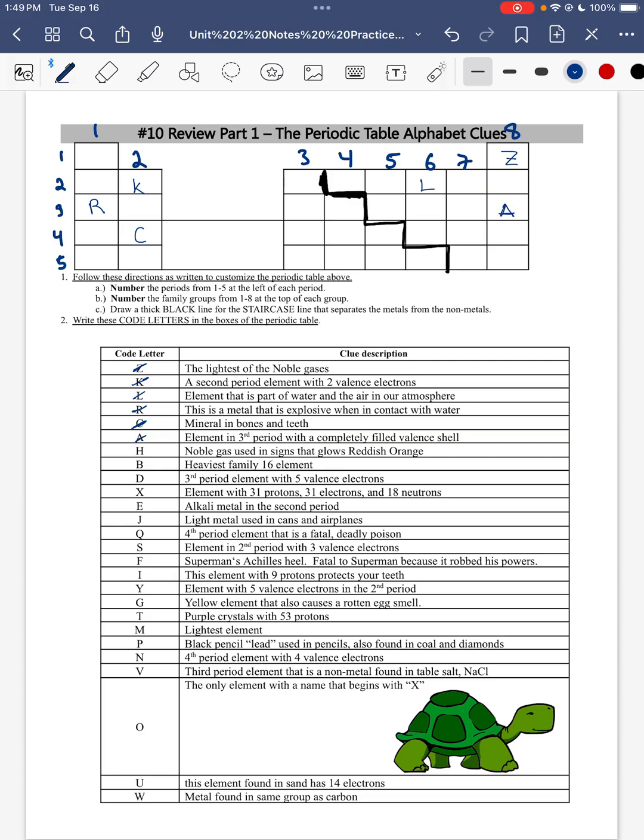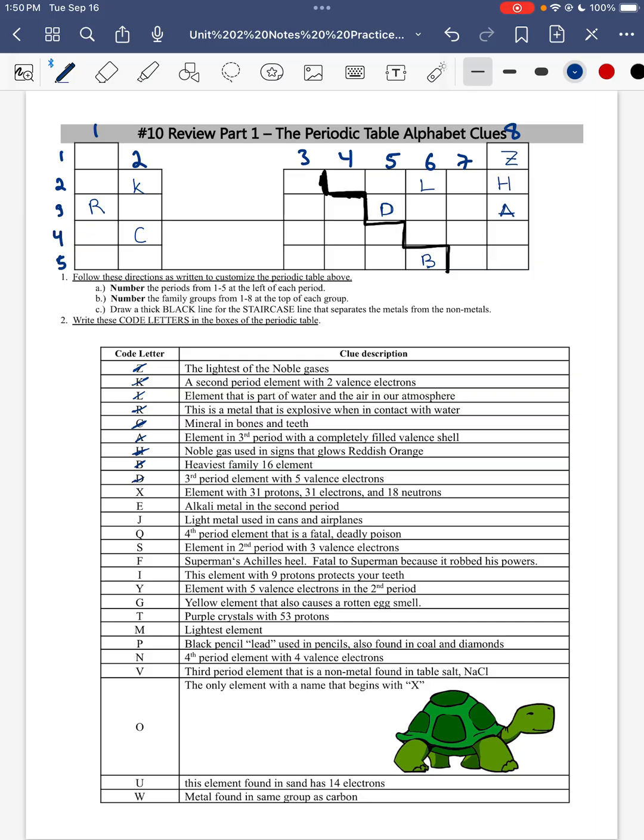H, a noble gas used in signs that glow reddish orange. That would be neon, as in neon signs. The heaviest family 16 element is going to be B. So family 16 is group 6 here. And if it's the heaviest, that means it's the furthest down. The third period element with 5 valence electrons is going to be D, so I'll put that right there at the intersection of 3 and 5.